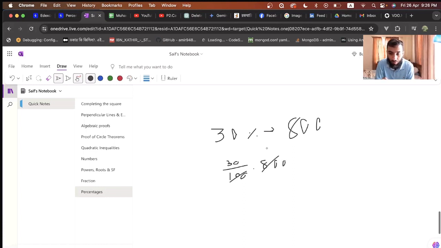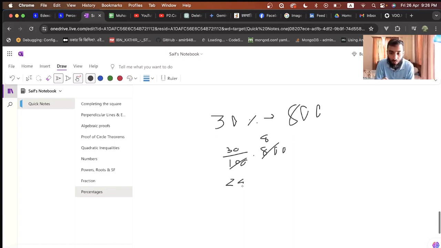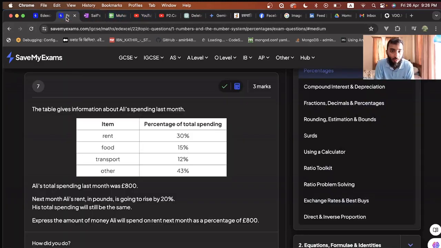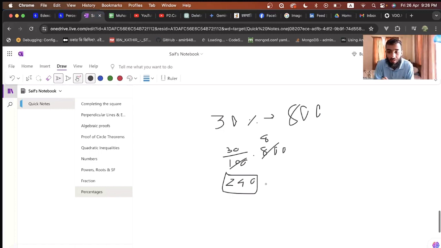So what is 30% of 800? This is 8, of course, so it's 240, right? 8 into 30 is 240. So £240 is spent on rent last month. This rent is going to rise by 20% next month. If I rise it by 20%, that means the rent will be 120%, right?